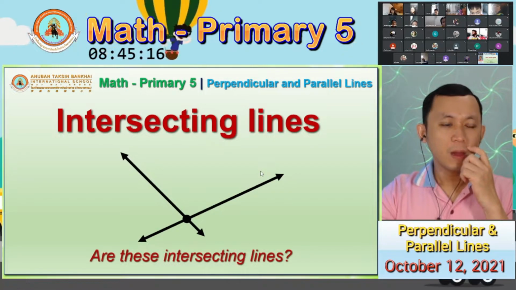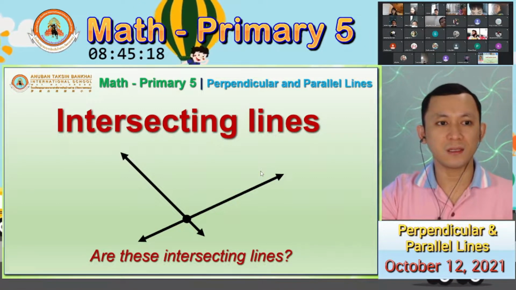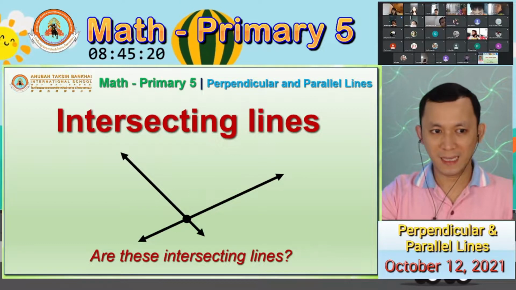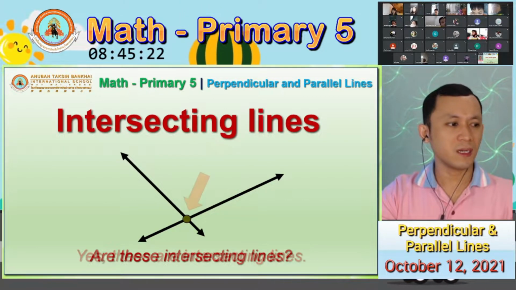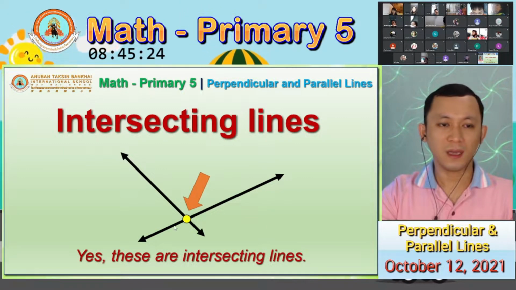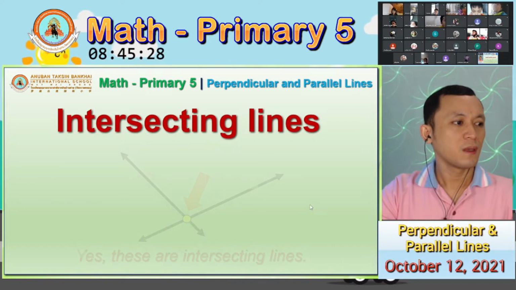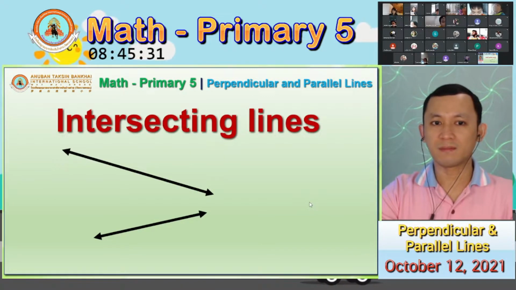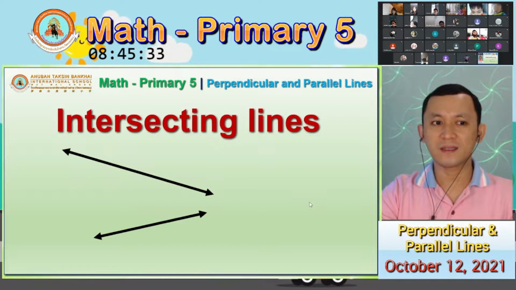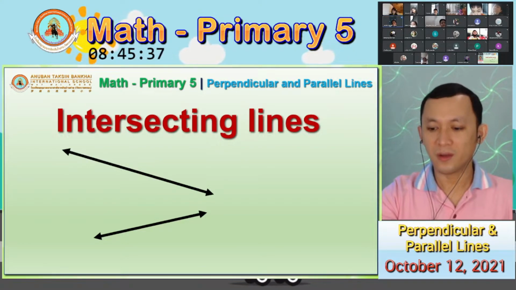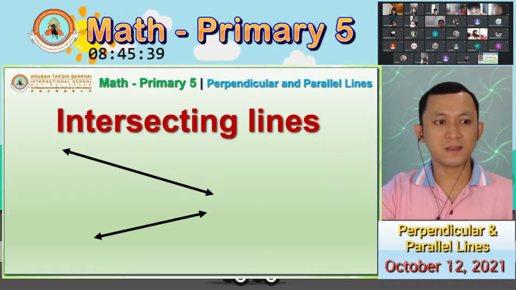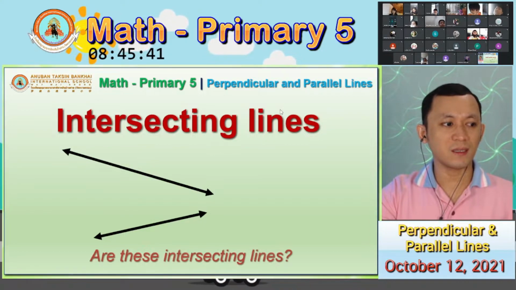Now, how about this one? Are these intersecting lines? Yes. Okay, they intersect in this point. How about this one? Are these intersecting lines? No. Yes or no? No. Okay, very good. These are not intersecting lines.